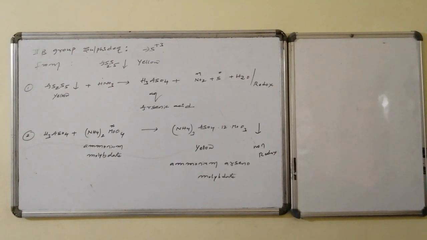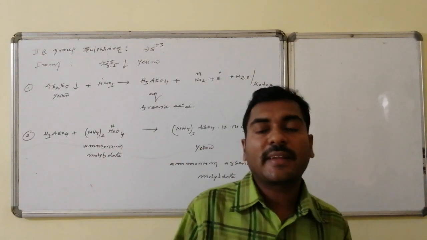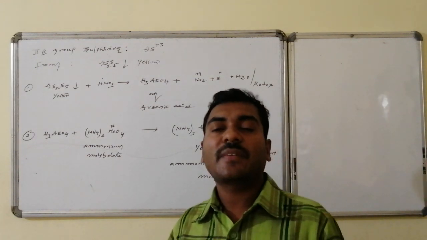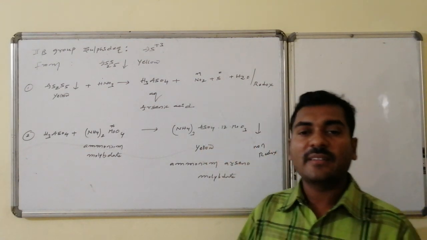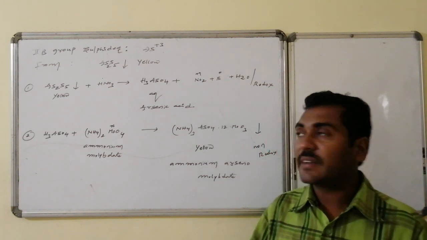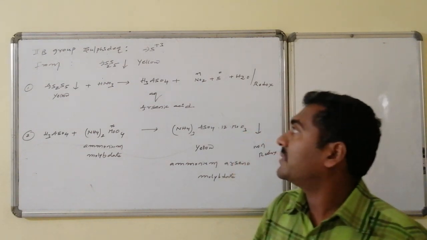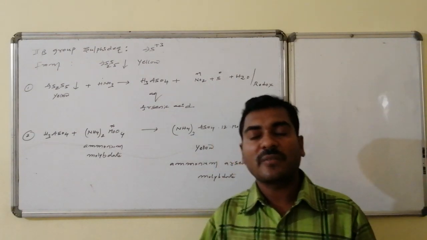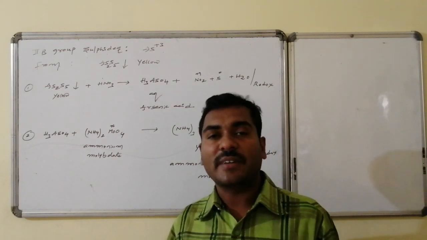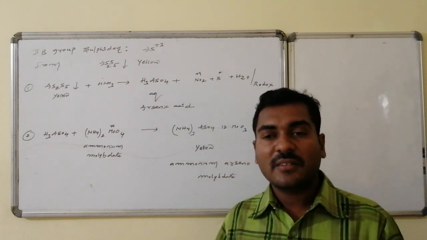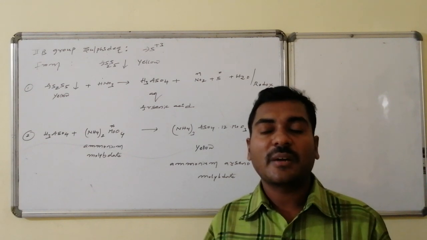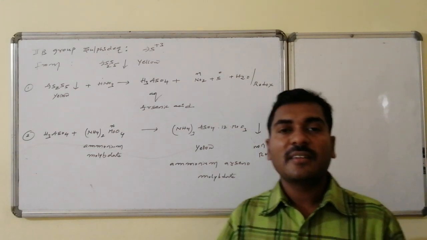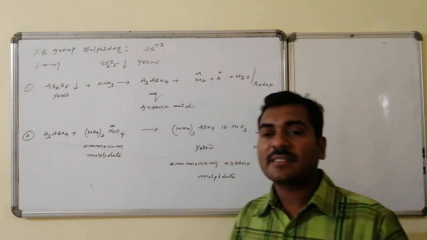Let us go for the second B group cations which are soluble in yellow ammonium sulfide. The first one is arsenic sulfide. On reaction with yellow ammonium sulfide, arsenic trisulfide is converted to arsenic pentasulfide, which with excess yellow ammonium sulfide is converted to ammonium thioarsenate. This ammonium thioarsenate on reaction with concentrated HCl regains the yellow precipitate, forming arsenic pentasulfide.